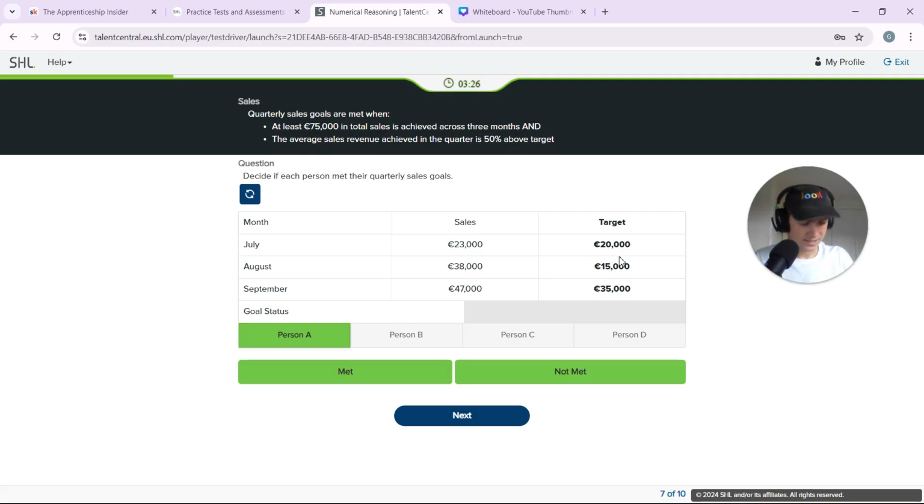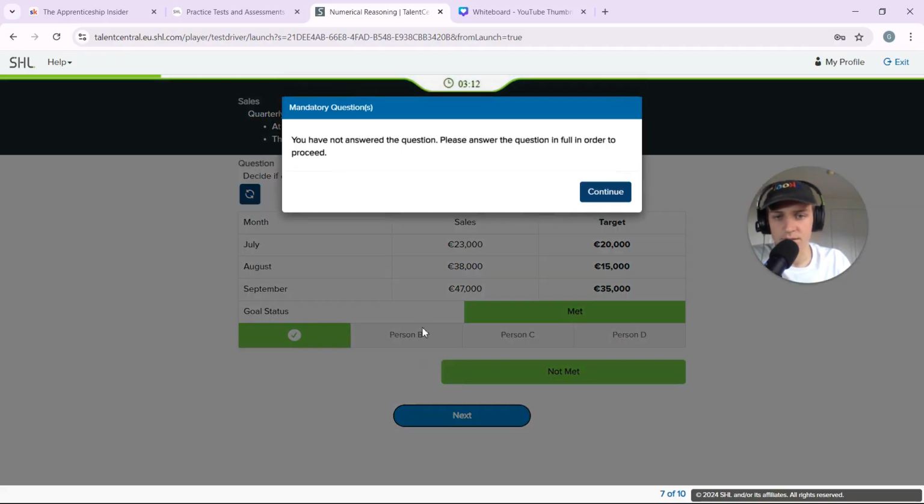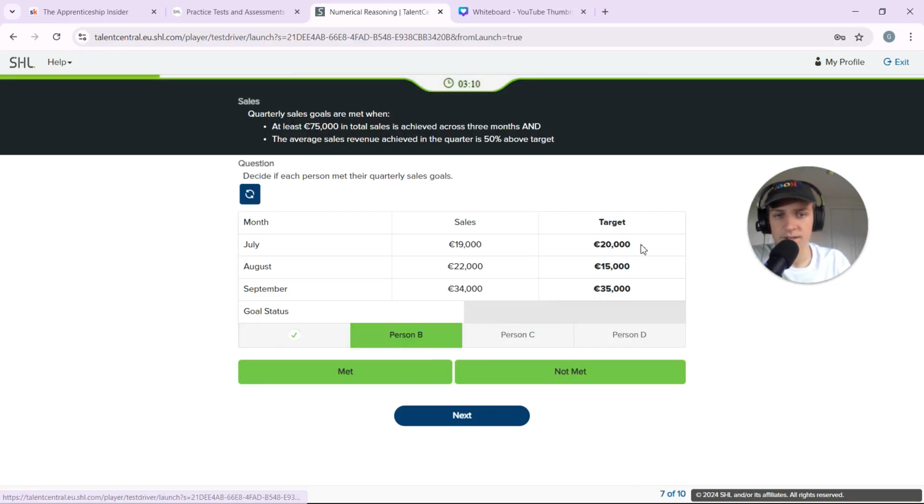So the target is 20 plus 15 plus 35, which is 70. So 50% above that will be 105, and let me just check, 47 plus 38 plus 23 is 108. So this was 108 and this is 105, so we're above it, so this person has met their targets. Boom.